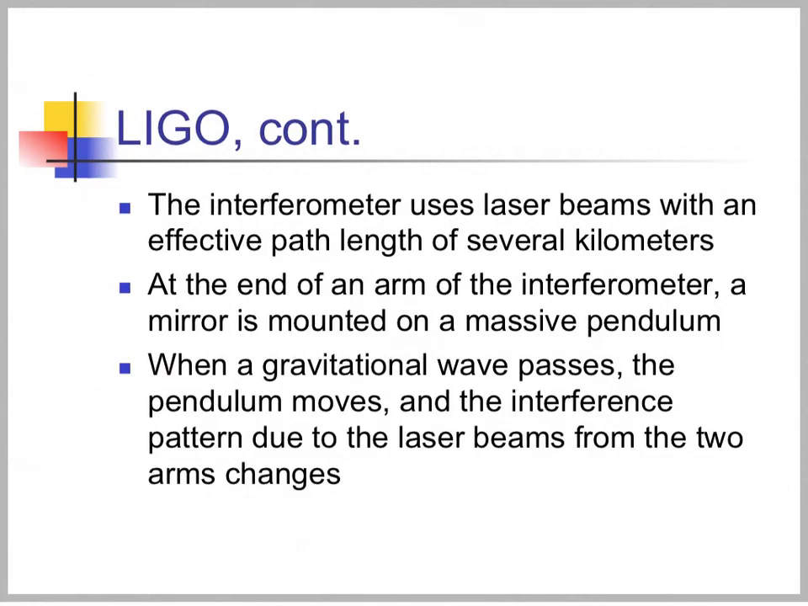The interferometer uses laser beams that have an effective path length of several kilometers. At the end of an arm of the interferometer, a mirror is mounted on a massive pendulum. So when a gravitational wave passes, the pendulum moves, and the interference pattern due to the laser beams for the 2 arms changes.